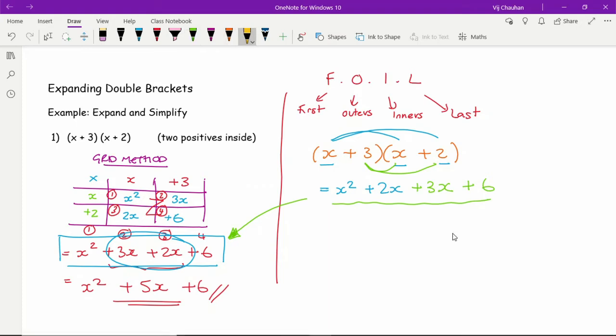And then the final thing we've got to do is to combine the two terms, collecting the like terms of x's together. So here we get the answer of x squared plus 5x plus 6. So you can see how both methods give you the exact same answer, but it all depends on which method you prefer that gets you the right answer.